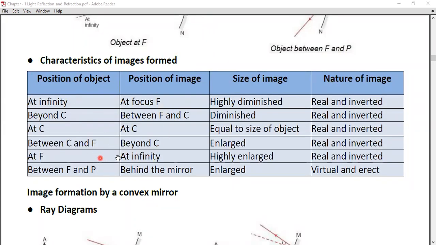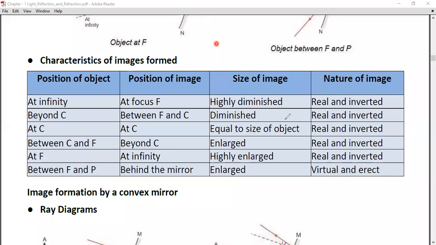This tabular form, students, will help you in understanding the nature of the image formed by a concave mirror in brief, easily. See, when the object is kept at infinity, the image position will be at focus, highly diminished, real and inverted. Between F and C, diminished, real and inverted. At the center of curvature, equal to the size of the object, real and inverted. Between C and F, beyond C, enlarged, magnified, real and inverted. Highly enlarged. Here it is again enlarged.